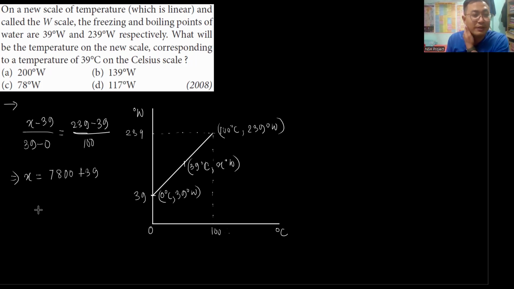Okay, sorry, this has to be 78 only. 78 plus 39 is 117 degrees W.